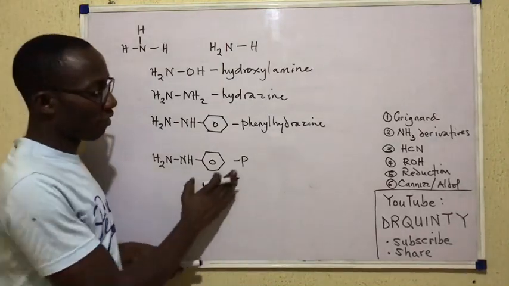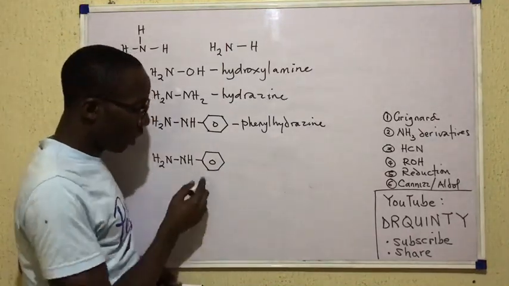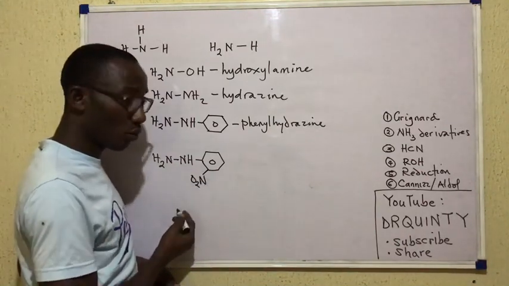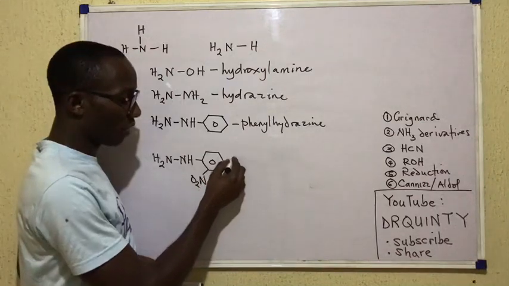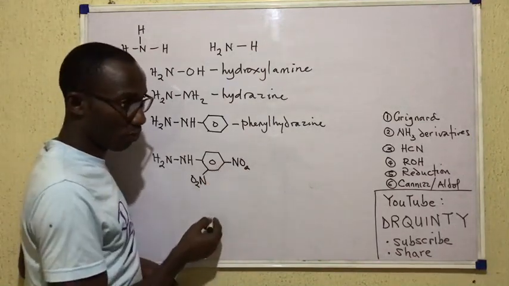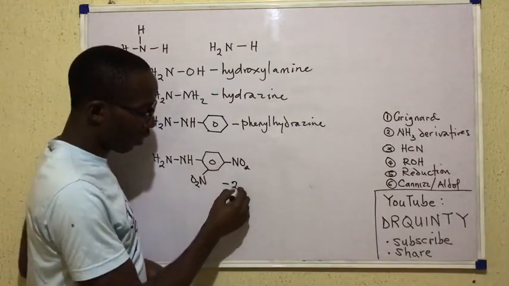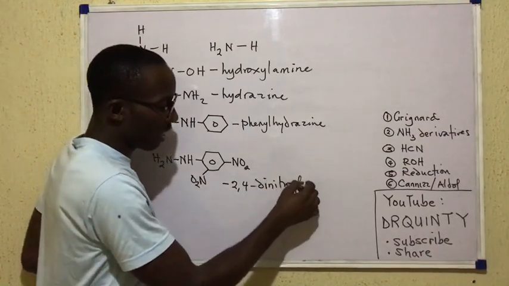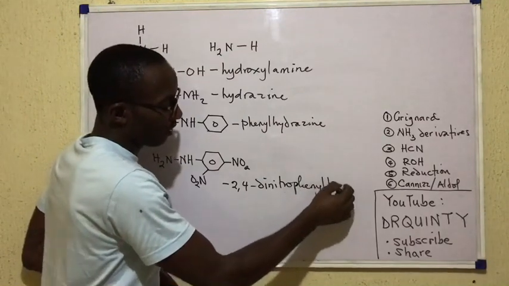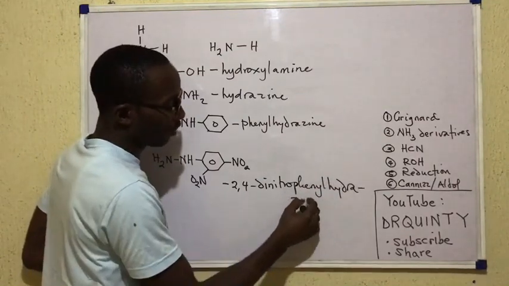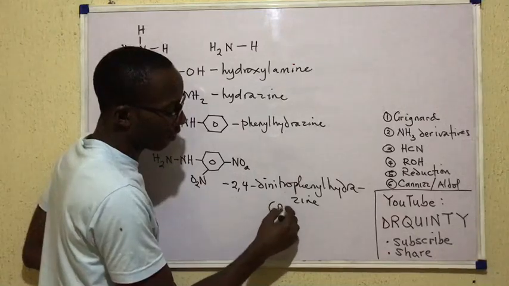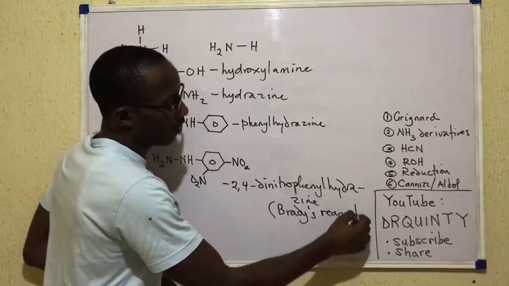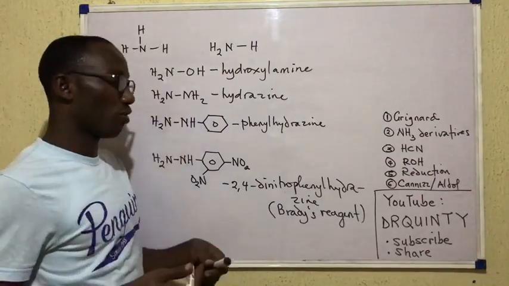Now we want to modify this phenylhydrazine a bit. On carbon 2 here of the phenyl ring, I can add a nitro group, NO2. Then on carbon 4 there, I could also add a nitro group. So it means that this compound will be called 2,4-dinitrophenylhydrazine, and that compound is also called Brady's reagent. So Brady's reagent is 2,4-dinitrophenylhydrazine.